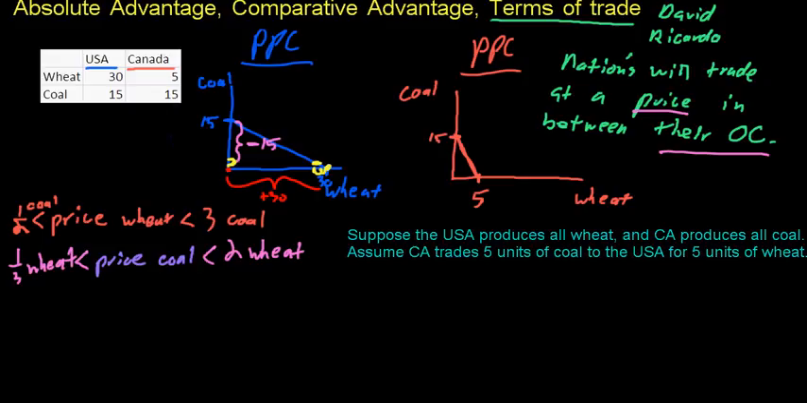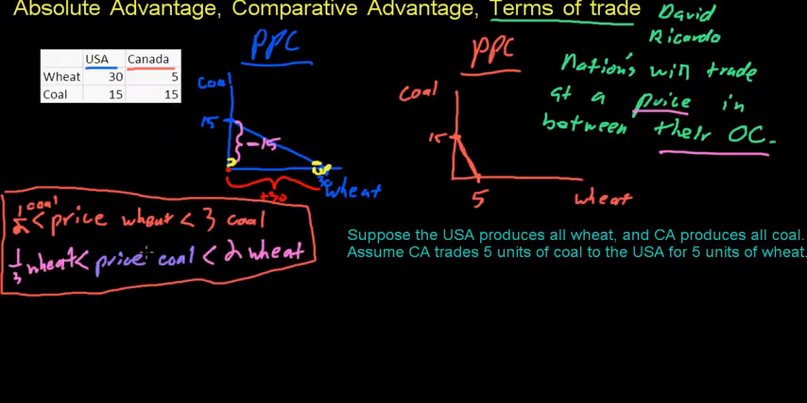So the things that I've kept from prior videos are, first, this right here, which is just the price of wheat and the price of coal. This was determined by the opportunity costs, so we said that the price of wheat will be in between the opportunity cost of wheat for the USA and the opportunity cost of wheat for Canada, and the same thing for coal. And then I left up here just this little bit, that nations will trade at a price that's in between their opportunity costs.